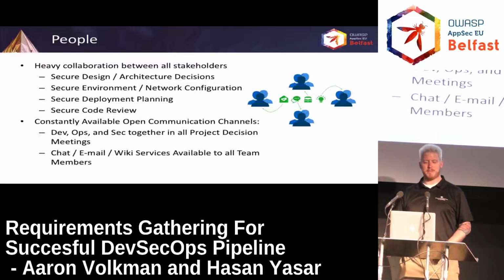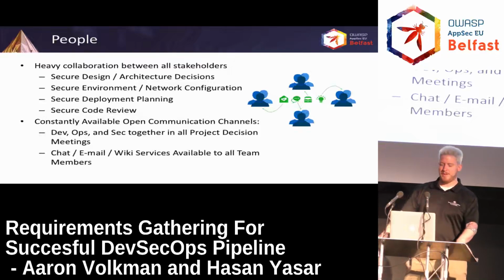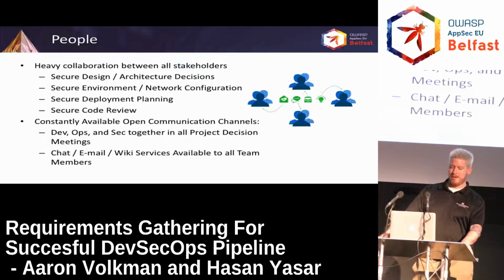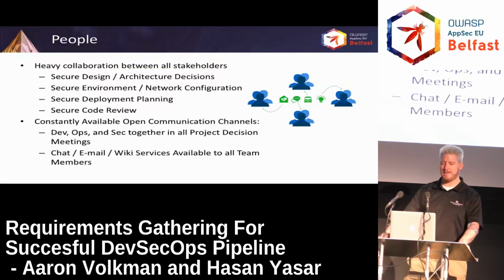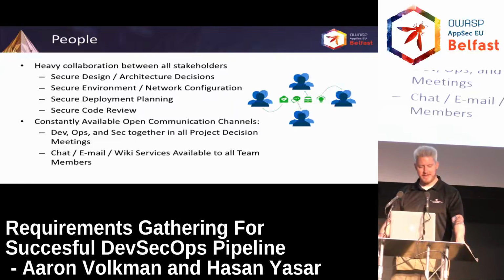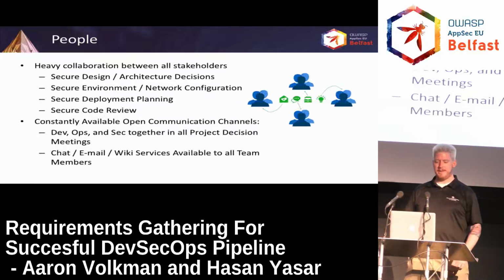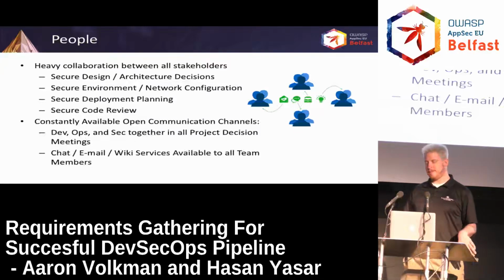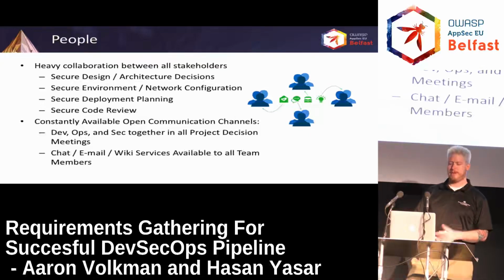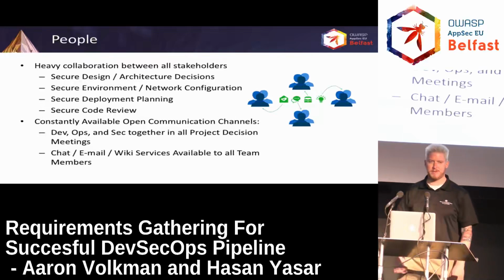We make sure on the people side that we have constantly available and open communication channels. We want to make sure that somebody representing DevOps and security are together in all project decision meetings. This is a way of shifting left security and making sure that we're baking it in the best we can from the beginning instead of trying to schlep it on at the end. We want to make sure that communication is as easy as possible with chat, email, and wiki services available to all team members.